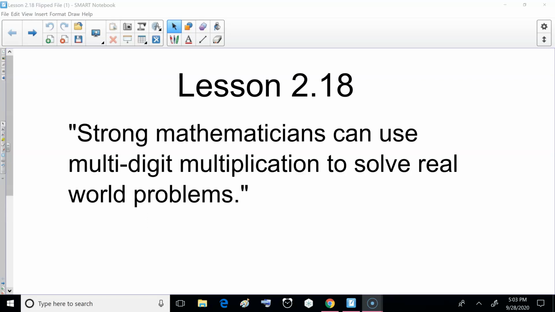Strong mathematicians can use multi-digit multiplication to solve real-world problems. So grab out today your notebook, your pencil, write down today's date, the lesson number, and let's get started.